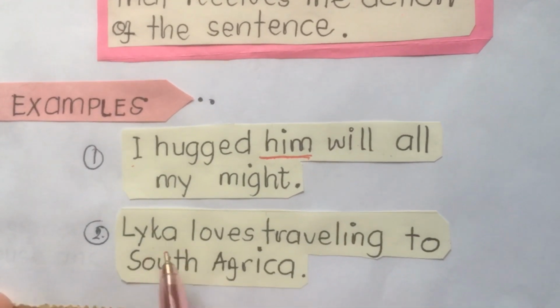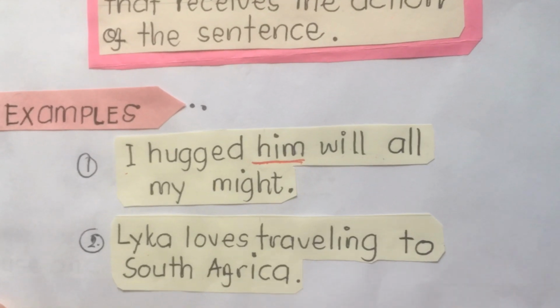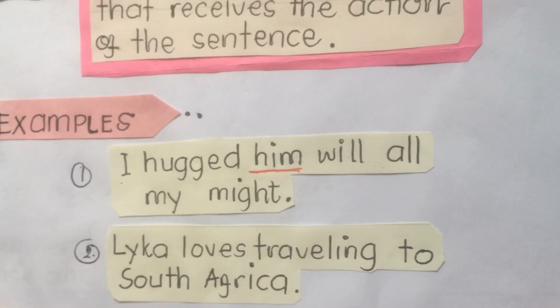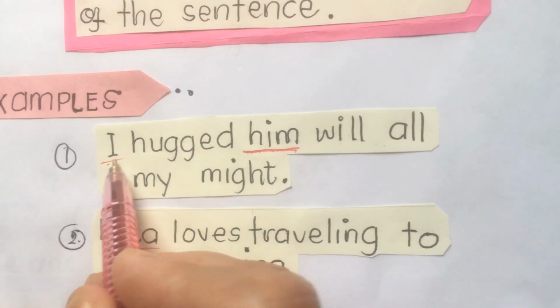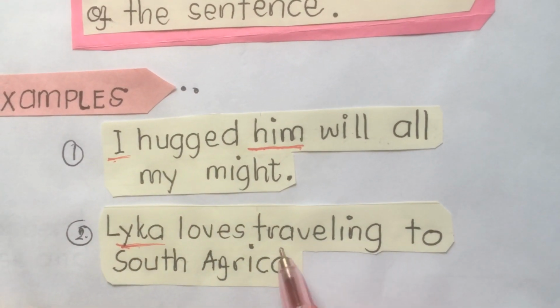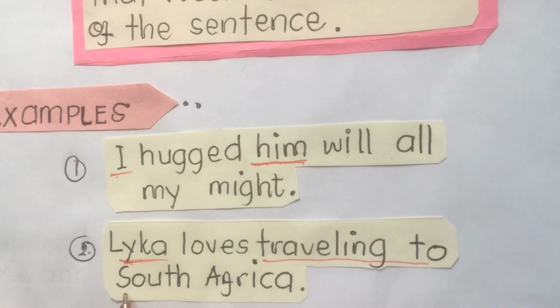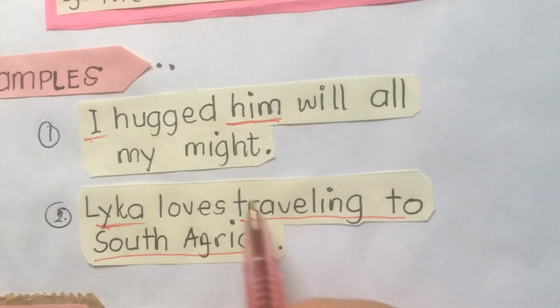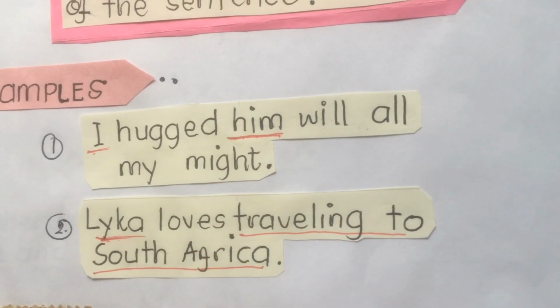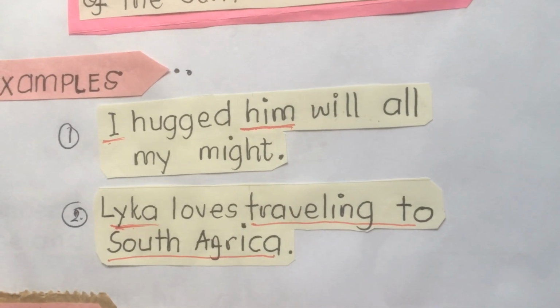Second, Laika loves traveling to South Africa. Who loves traveling to South Africa? It's Laika, right? Okay, so traveling to South Africa. It talks about who did it. It's Laika, right? He really loves traveling to South Africa.